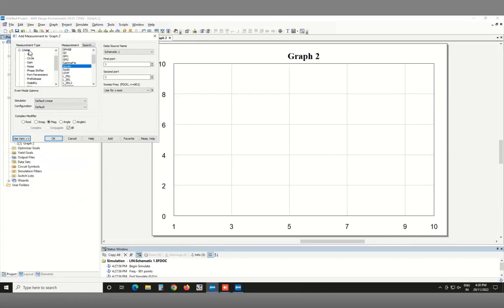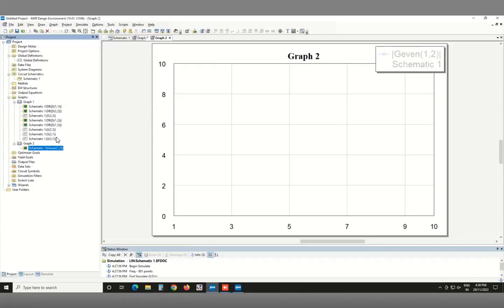Okay. So under linear, there's something called G even, whose description says even mode gamma. This by definition takes two ports as input and calculates what would be the reflection coefficient for an even or an odd mode excitation. So when I say first port, second port, it will take ports 1 and 2, give it an excitation like this and compute the reflection coefficient.